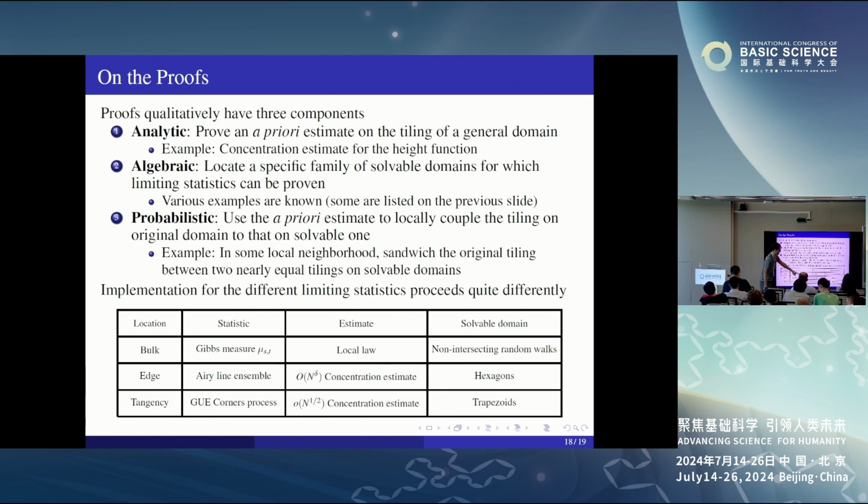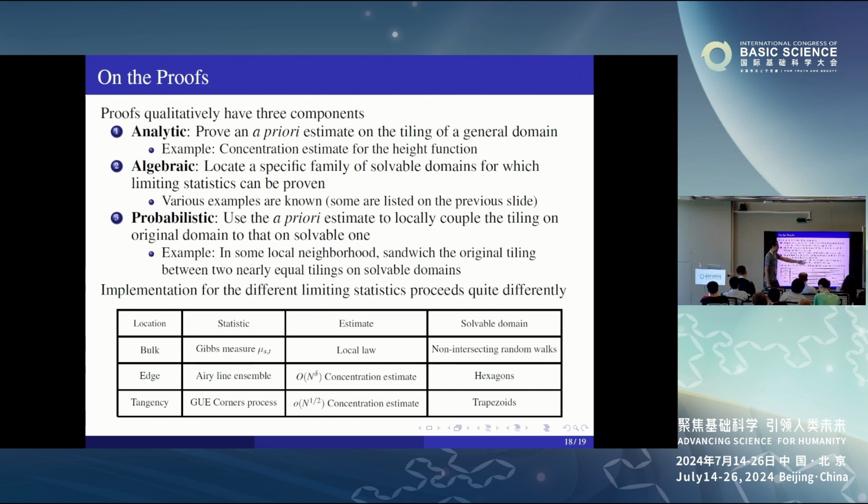I already mentioned this measure μst. I didn't get to talk much about these. The form of the estimate is different. In the latter 2, you use a concentration estimate with some error that you need. And for the bulk, you need what's often called the local law. This is reminiscent of the local law that appears in random matrix theory through the works of Erdős and Yau.